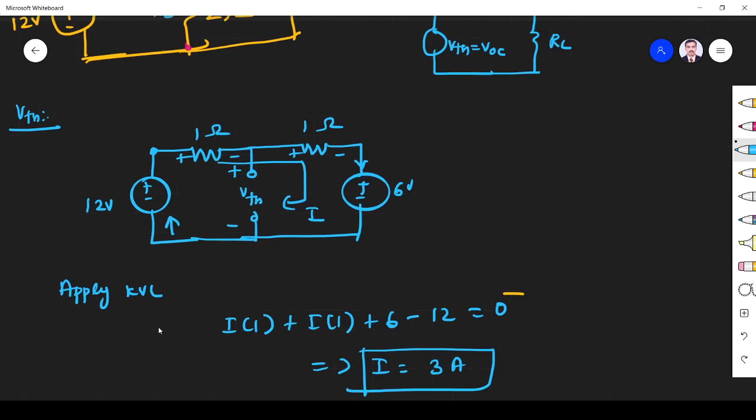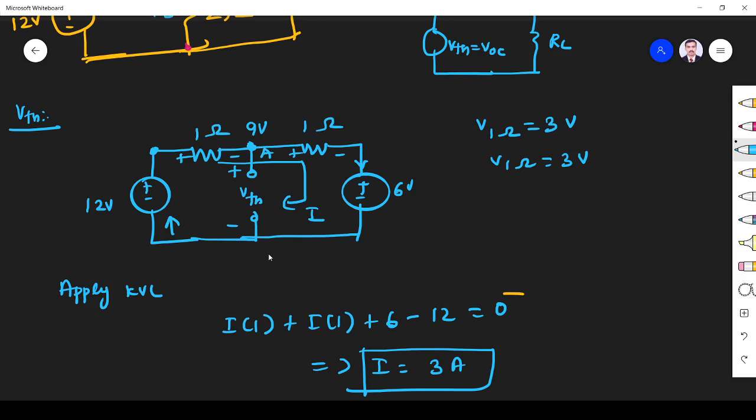Next, what I have to find? We have to find voltage across this, right? So how can we find voltage across this? See first, what is the voltage across this terminal, right? So voltage across 1 ohm resistor, V is equal to I into R. So 3 into 1, 3 volt. Fine. So next, what is the voltage across this terminal? This is also 3 into 1, 3. So what is the voltage across this terminal? It is 12 volt. Here 3 volt drop. So the voltage across this terminal should be 9 volt. So here we should feel 9 volt.